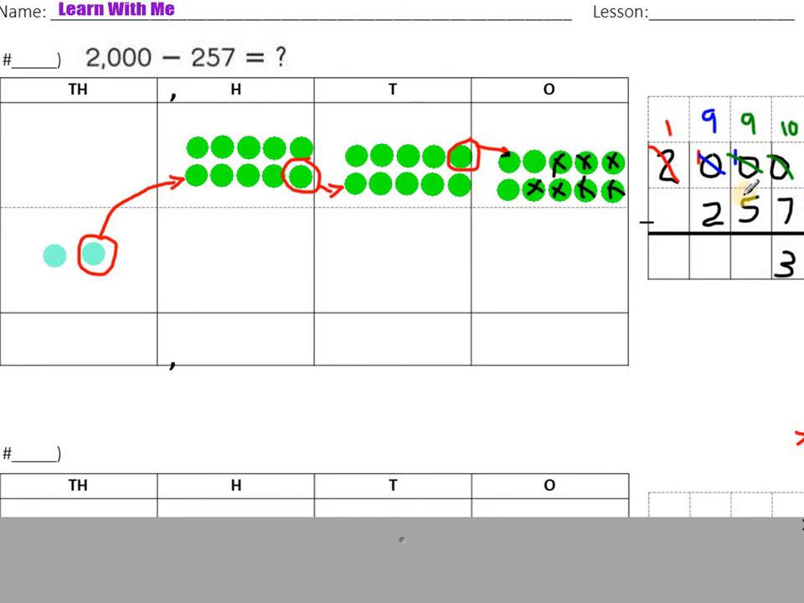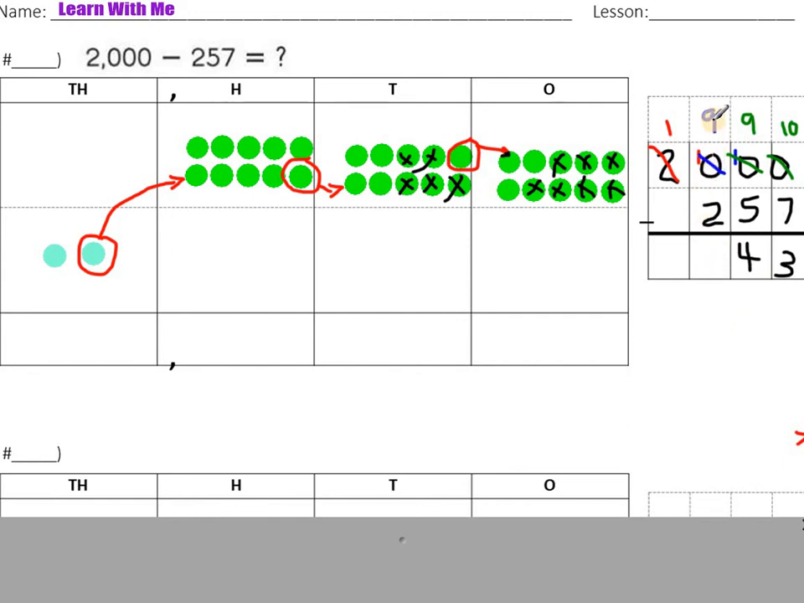I need to subtract 5 tens. This one's already been used, so I'm not going to cross it out and count it as if I'm subtracting it. It's already been moved over. And that leaves 4 tens. 9 tens minus 5 tens is 4 tens.